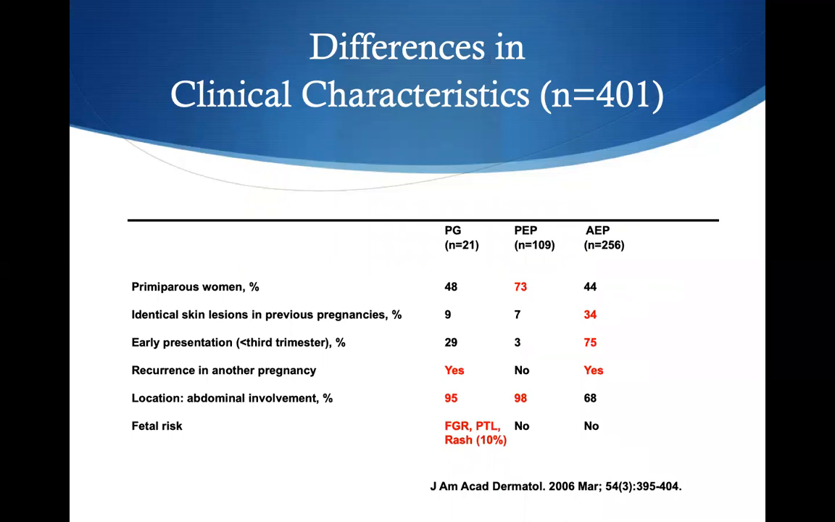So if you see it in a primigravida patient, then you would think of the polymorphic eruption. If they've had identical skin lesions in a previous pregnancy, it's probably atopy. If it's presenting really early, it's probably atopy. If you see it in a subsequent pregnancy, then it could either be PG or atopy. If it tends to present periumbilical, then think PG or polymorphic eruption.